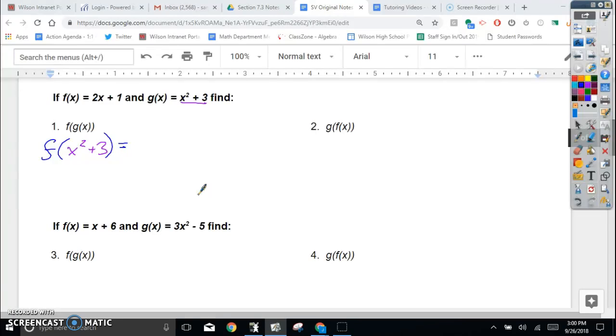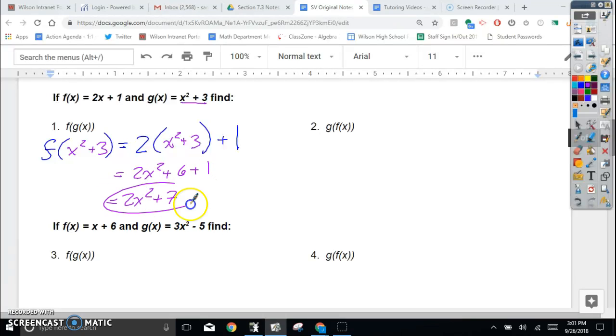Now, let's go to the outside. Let's go after the f. I'm going to rewrite this function, but this time I don't rewrite any x's. I rewrite everything but the x. I leave a blank here where this x used to be, and in this blank, I put in my x squared plus 3. From here, it's simplifying, so I distribute the 2. I get 2x squared plus 6 plus 1. So this function is 2x squared plus 7 when it's all said and done. That's what f of g of x should be.